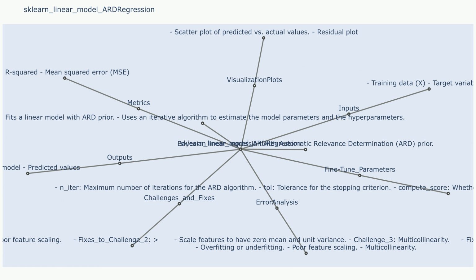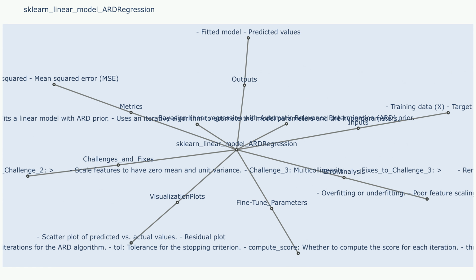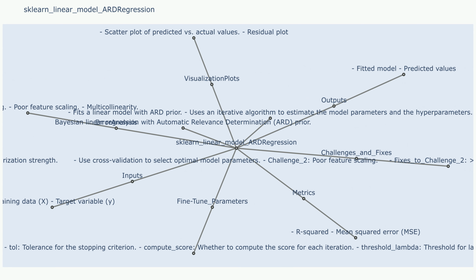Fixes. Reduce the number of features. Feature selection techniques can be employed to reduce the dimensionality of the feature space. Optimize the hyperparameters. Experiment with different values for alpha_1, alpha_2, n_iter, and tol to improve training speed. Use a different optimization algorithm. Consider alternative optimization algorithms like stochastic gradient descent or coordinate descent, which may be faster for large datasets.